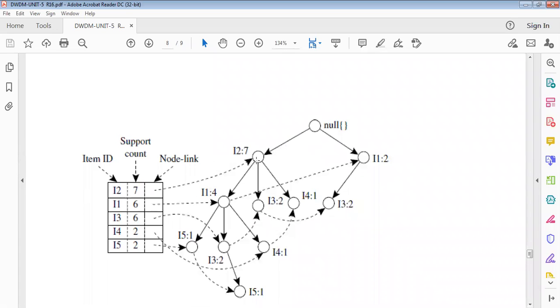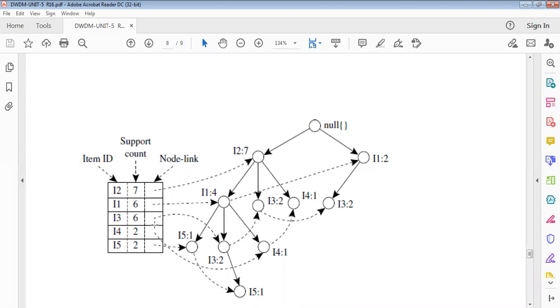Now you have to connect it along with the node links, and we have to represent the null value. That is, I2 is 7, and you have to connect it with I1. I2 is 7, I1 is 6. For I1 is 6, how many do you get? I1 is 4 and I1 is 2. These two you have to add, and you get I1 as 6.